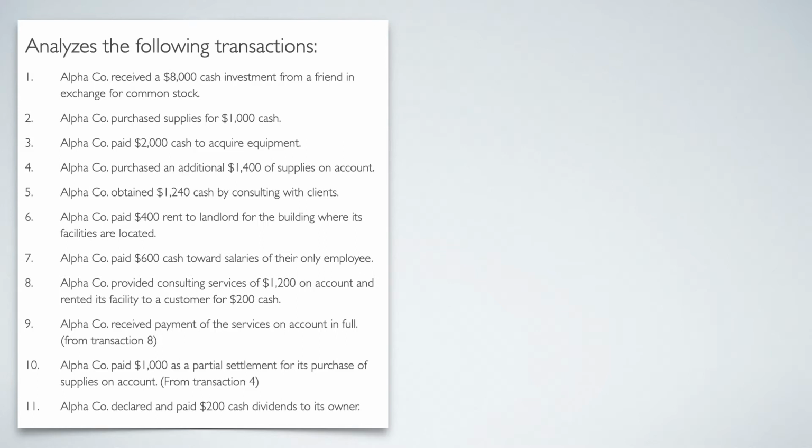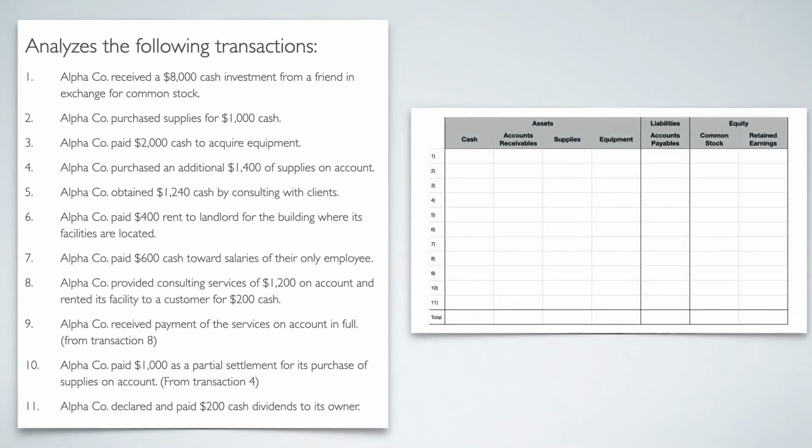This one, we are dealing with Alpha Company. And so we're going to be using a chart that kind of looks like this. It depends on what you're using, but this is just letting us know here are the accounts that are going to be affected, and how much, and do they go up or down and whatnot. So let's go to the first one. Alpha Company received $8,000 cash investment from a friend in exchange for common stock.